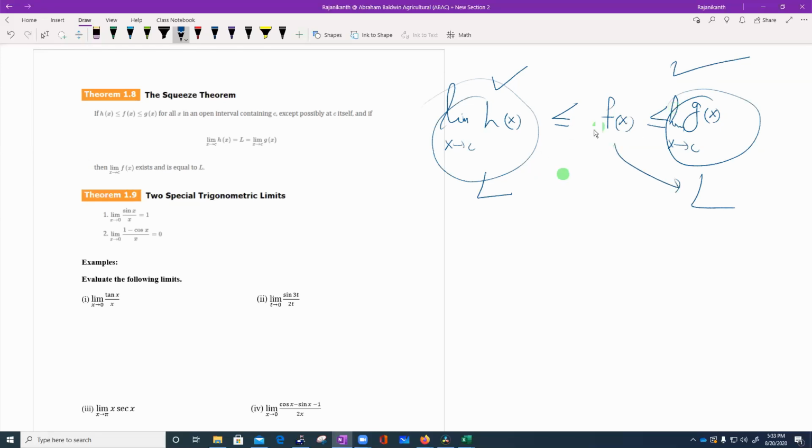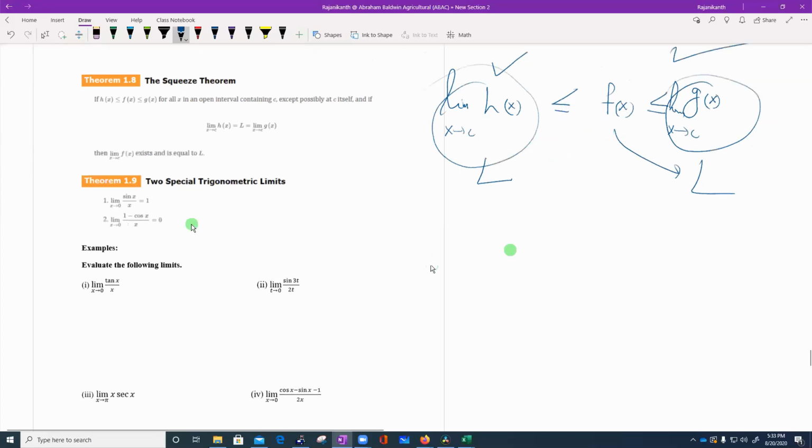In other words, the middle function is now squeezed by these two functions, right? When you squeeze like this, the middle function will go to the same value that these two functions are getting. Did you get the idea? That's called the squeeze. The only thing is you should have the same value for the left and right functions. Then only will the middle function go to the same value. We will come across some problems later using the squeeze theorem.